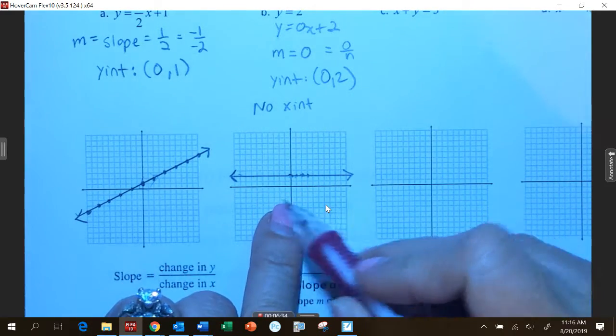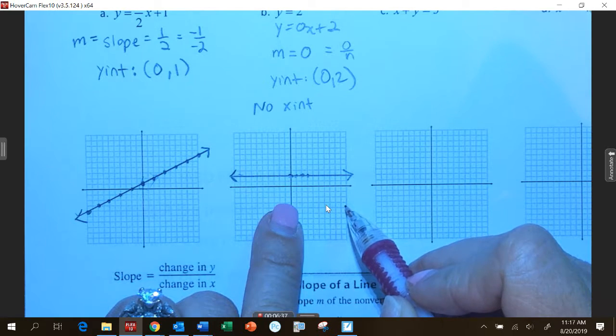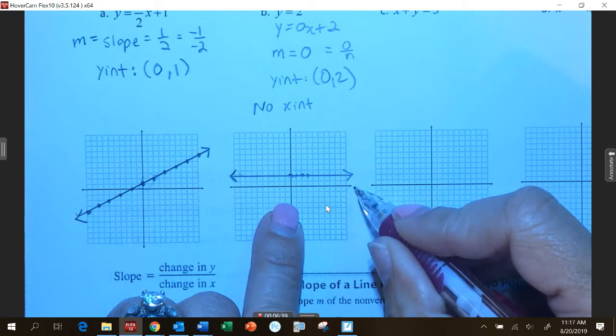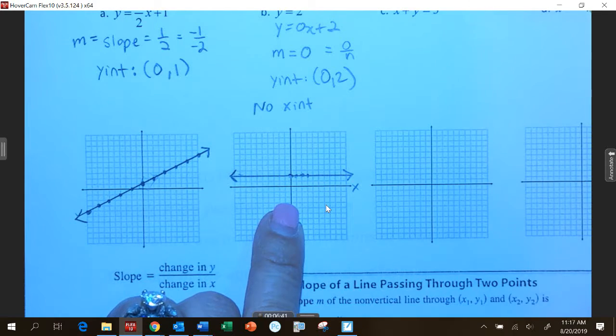So this will never cross the x-axis. So it's parallel to the x-axis. There's no x-intercept, it won't cross the x-axis.